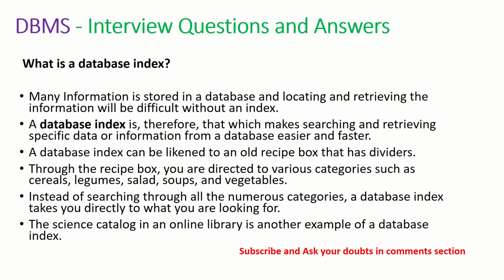A database index can be compared to an old recipe box that has dividers. Through the recipe box, you are directed to various categories. Instead of searching all the categories, we directly jump to what we are looking for. So think of it like a science catalog, an online library, or anything. You can index it by name, number, or some unique thing. So it's easy to categorize and get the data back.